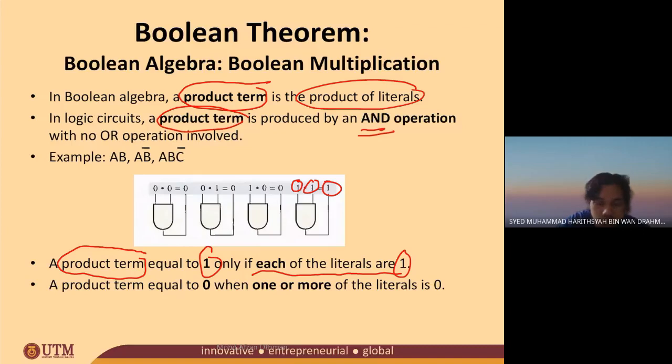So if each literal input is 1, only then will the output be 1. Another product term sentence: a product term is equal to 0 when one or more of the literals is 0. So if an input is 0, the output will be 0. So this is just explaining about the Boolean.